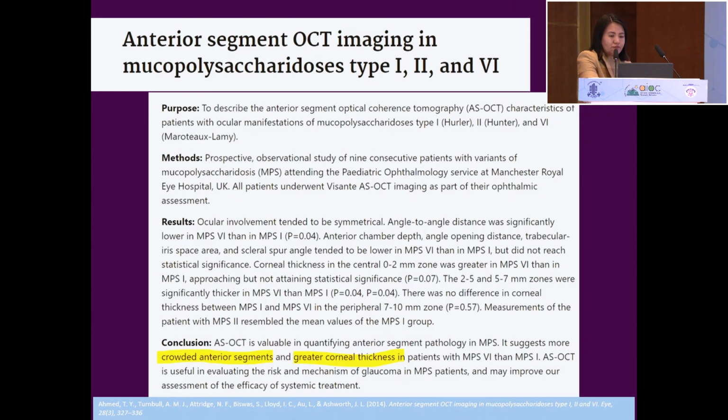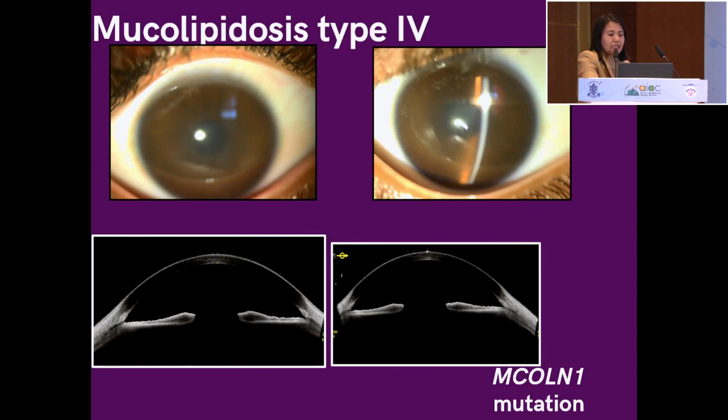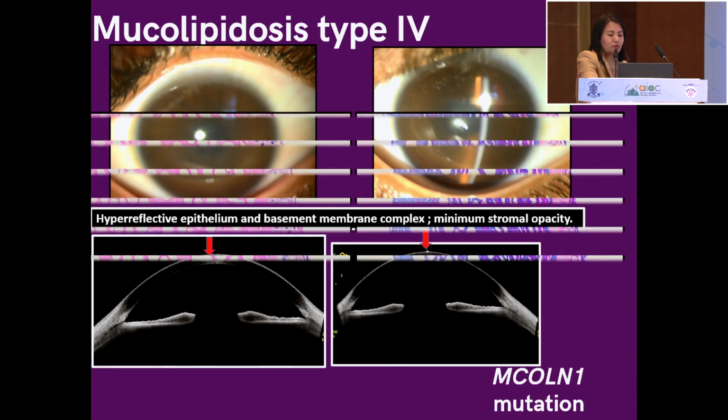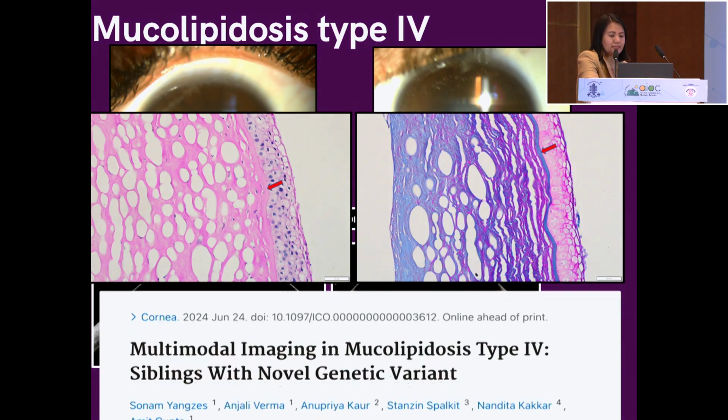Another condition where we routinely use this technology is in metabolic corneal disorders. Like in this case, we can see there's a thickened cornea, stromal opacities, along with crowding of the ACs. The child had mucopolysaccharidosis type 1. Another case where the cornea appears to be of relatively normal thickness, but there is presence of a hyperreflective epithelium basement membrane complex.